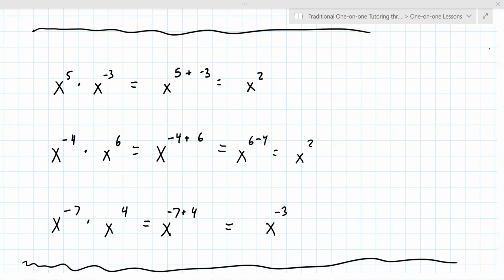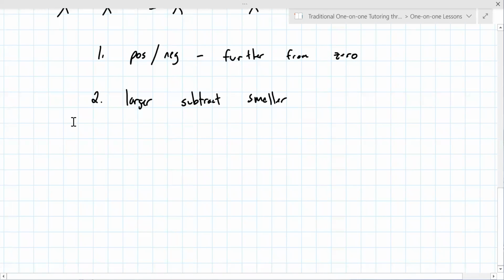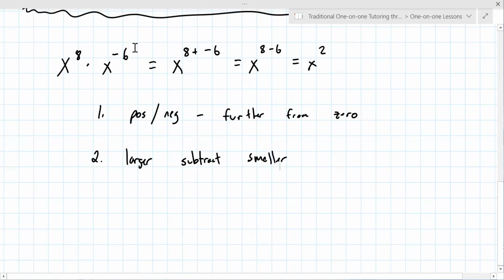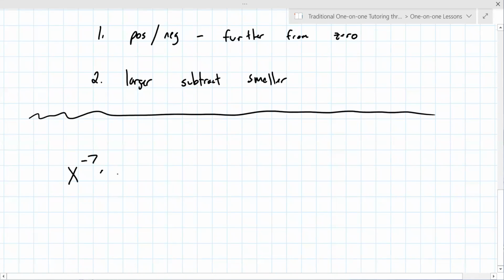Good. All right. So again, when you have one positive and one negative number, as you have in all these examples, you figure out which one is further from 0. That tells you whether the answer is positive or negative. Then you always take the larger number without the sign and subtract the smaller. And that's what we did here, 8 minus 6. Let's try another one. x to the negative 7 times x to the 4. Again, which is further from 0, negative 7 or 4?